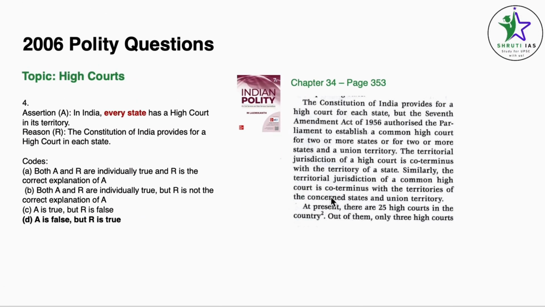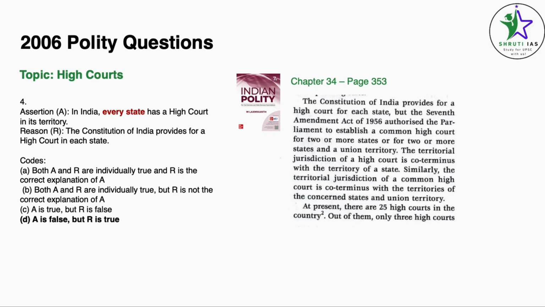Moving ahead to question number 4. This is another assertion-reason type question, which has made a comeback in the UPSC Prelims in the 2023 and 2024 papers. We can see that these have been asked earlier as well. Now here the assertion is, in India every state has a high court in its territory. Reason is given as, the Constitution of India provides for a high court in each state.